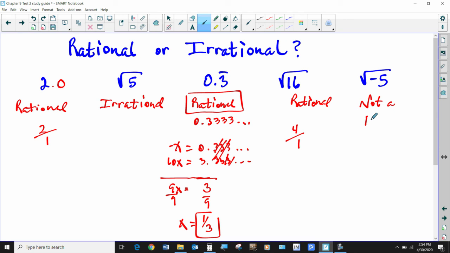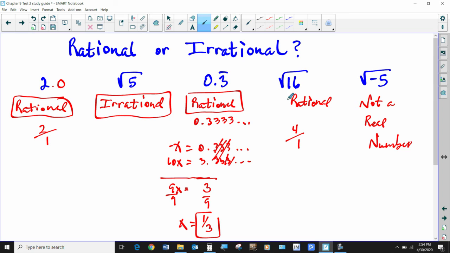That's not a real number. You cannot classify it as rational or irrational. Remember, all of these are real numbers. They exist on the real number line. We can work with these numbers. They all have a home. They all have an order. This does not work at all for the real number system. So if you ever see something like that and your choice is rational or irrational, you're going to say the answer is neither.